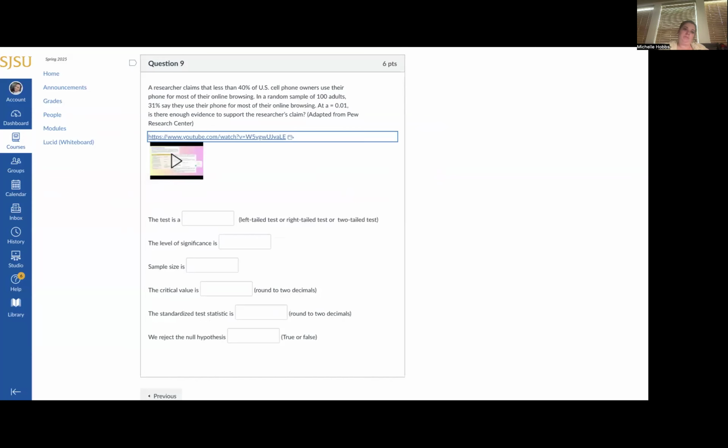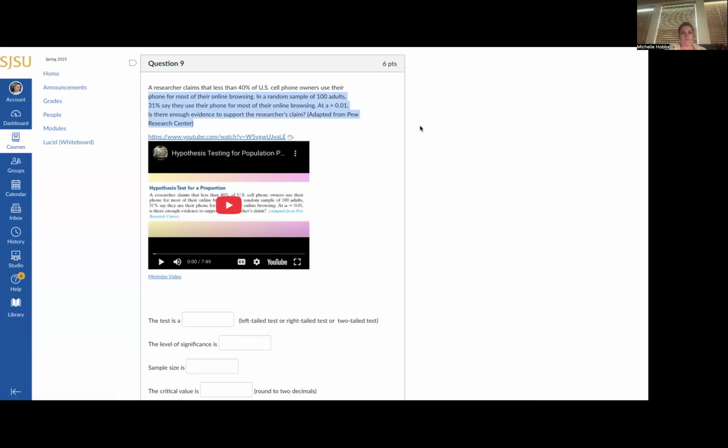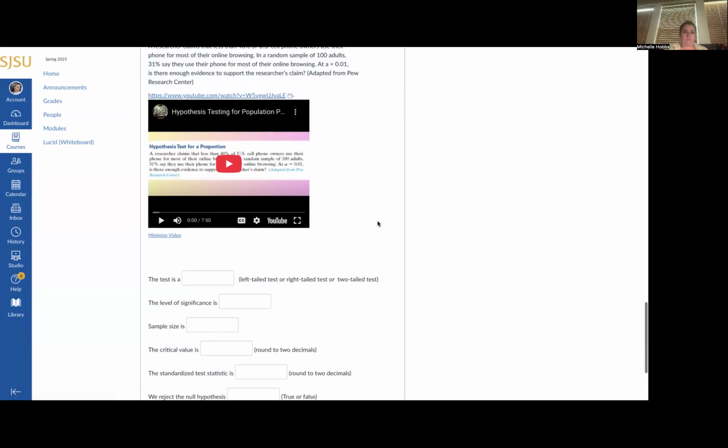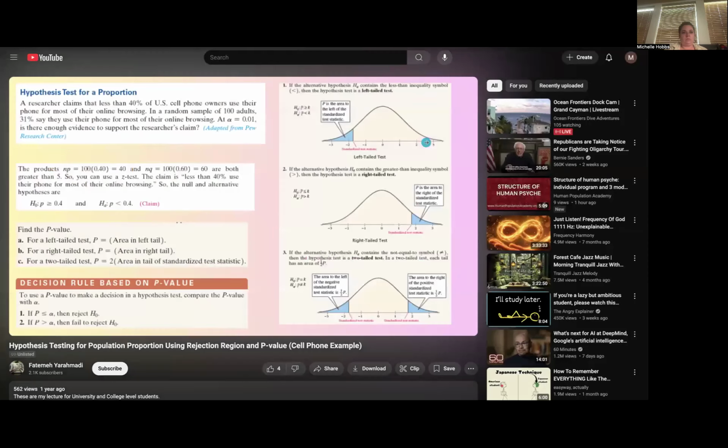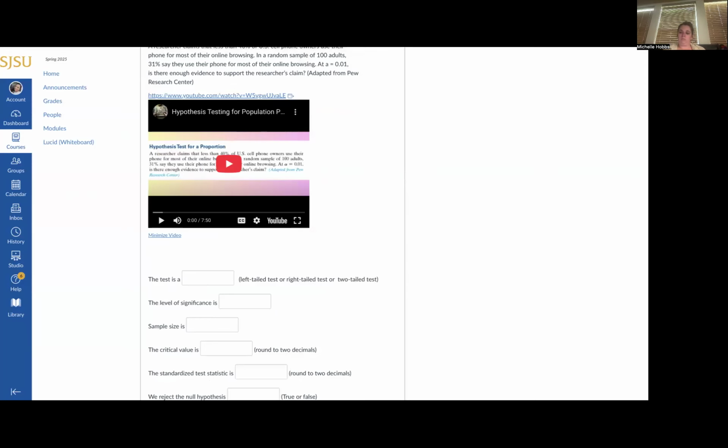A researcher claims that less than 40% of US cell phone owners use their phone for most of their online browsing. They have a random sample of 100 adults. 31% say that they use their phone for most of their online browsing. At 1% level of significance, is there enough evidence to support the researcher's claim or not? I'm going to apply two methods: using rejection region, and then we're going to move on and use p-value.